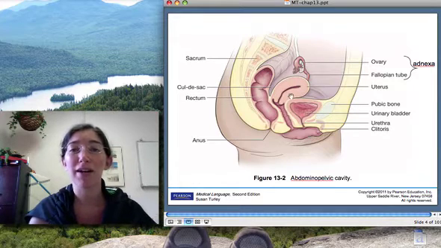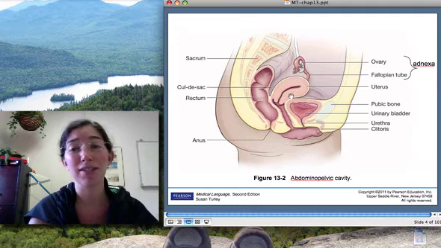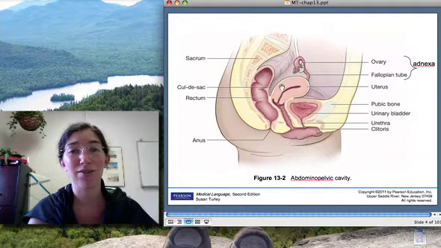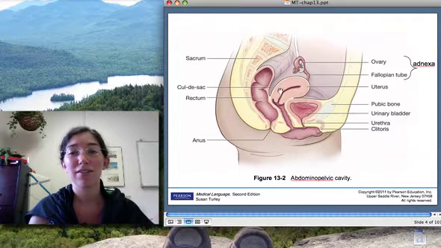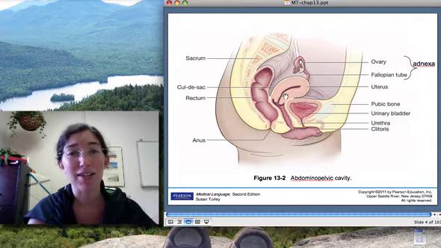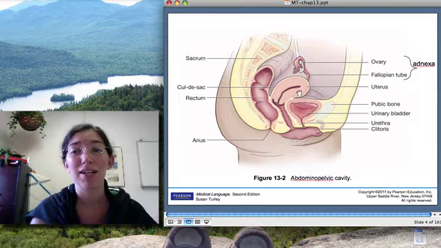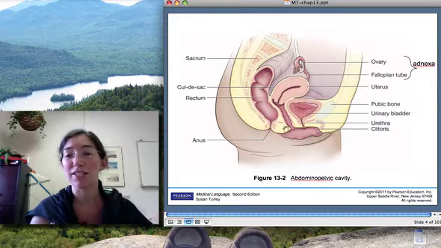The uterus is where a fertilized egg implants and then starts to develop into a fetus. If the egg is not fertilized or does not implant, then the uterine lining gets shed, and that's what periods are. We'll talk more in detail about these things.